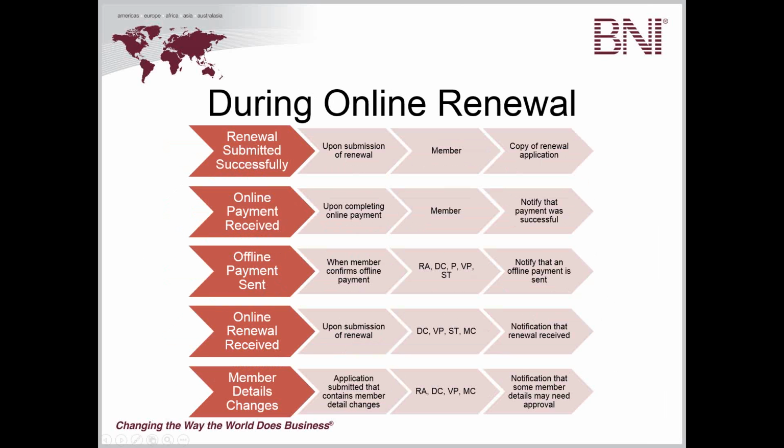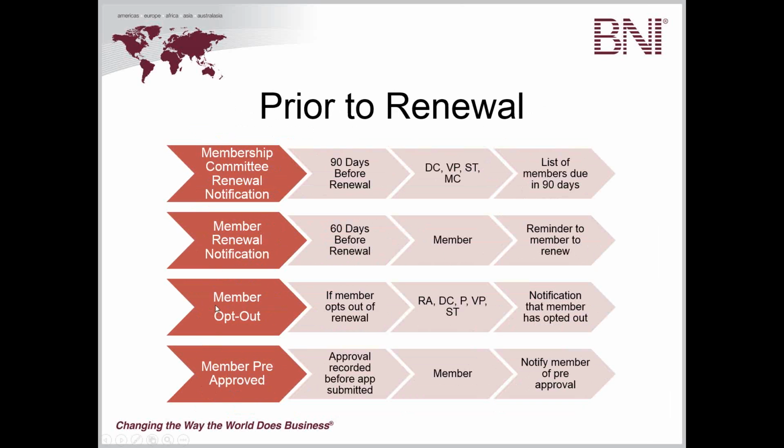Now, a member also has the opportunity to opt out of the renewal. When they get the email saying, would you like to renew now, there is a link in there that says, I would like to opt out of renewal. All that this does is it puts a flag on their record that they've opted out, and it notifies you as the director consultants, the leadership team, and the regional office that somebody has opted out of their renewal.